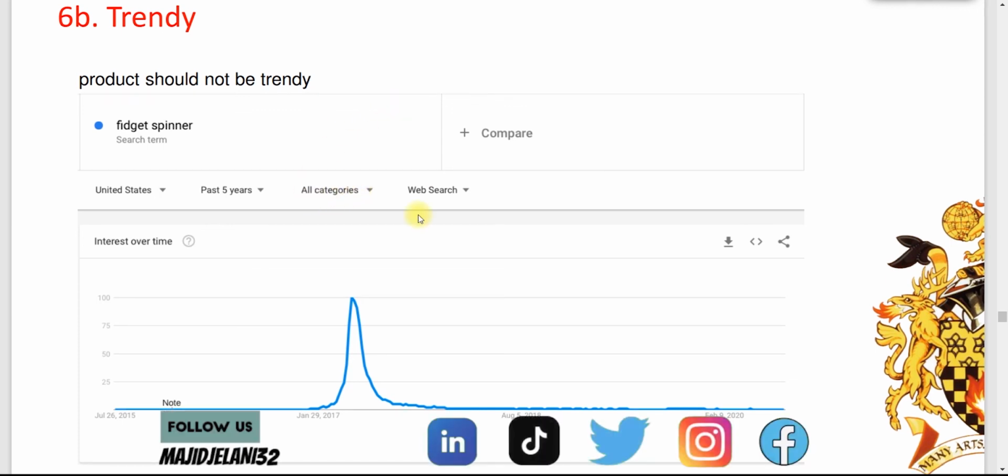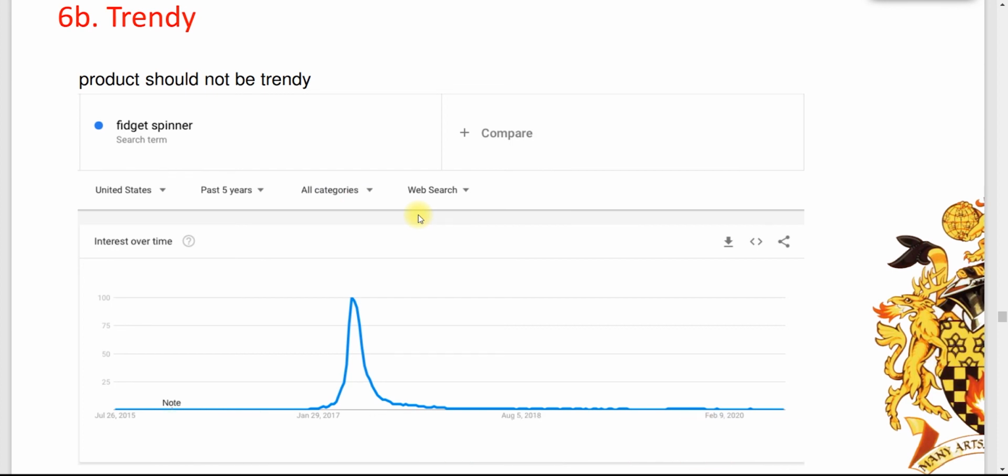So guys, in the next lectures we will be covering the tools, the usage of the tools, and the criteria: how we should analyze the products and which criteria we should ideally follow for hunting a winning product. So stay tuned guys.